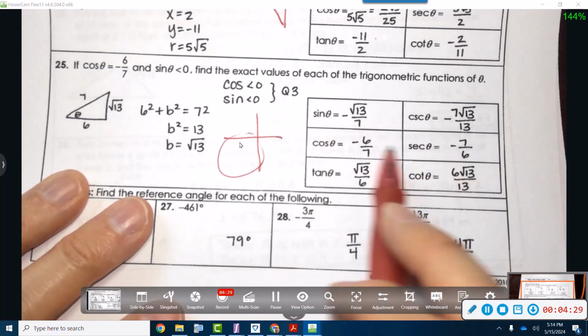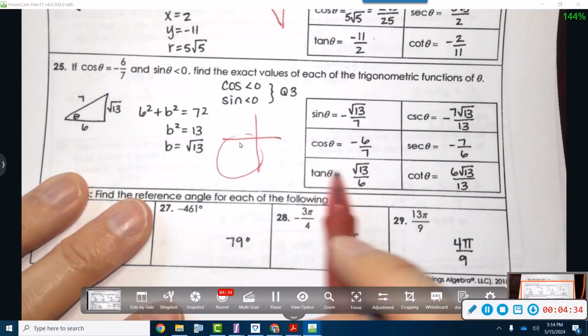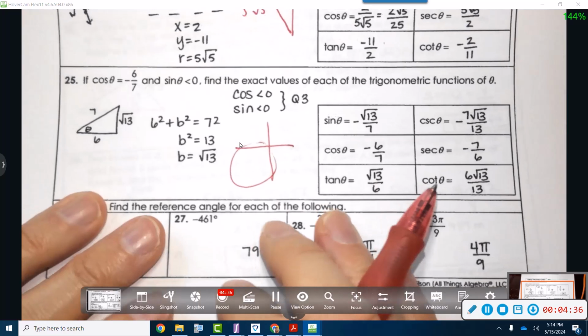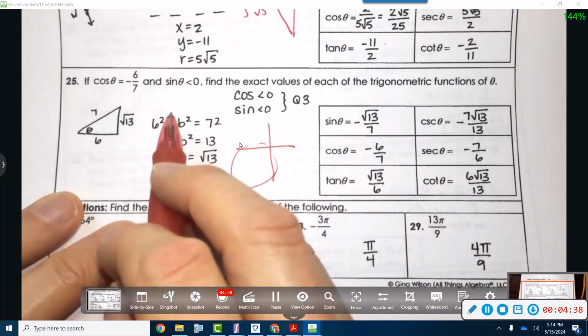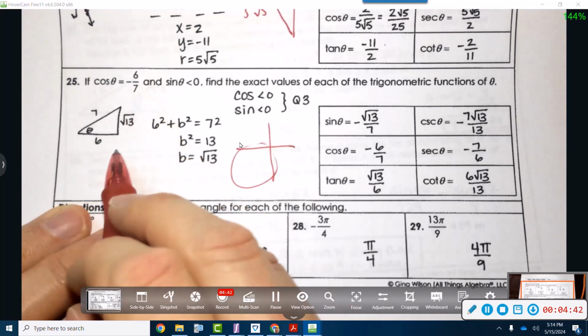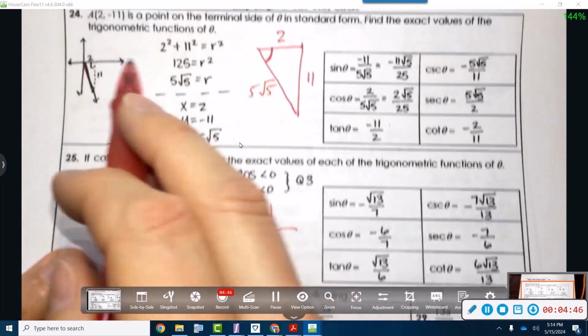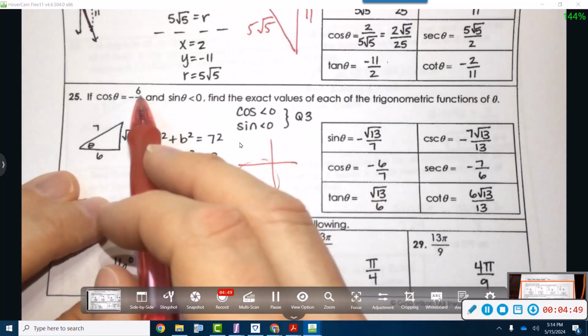But if they're both negative, tangent is sine over cosine, so those will become positive. Okay. So how do we know these exact values? Well, you've got an A over H. And you can draw this triangle however you like because you don't actually have a point. You just have a ratio.